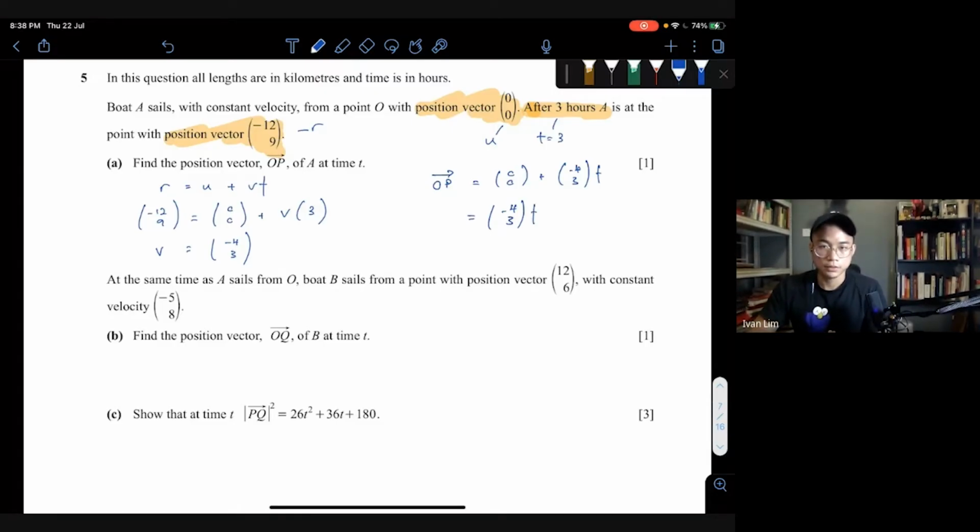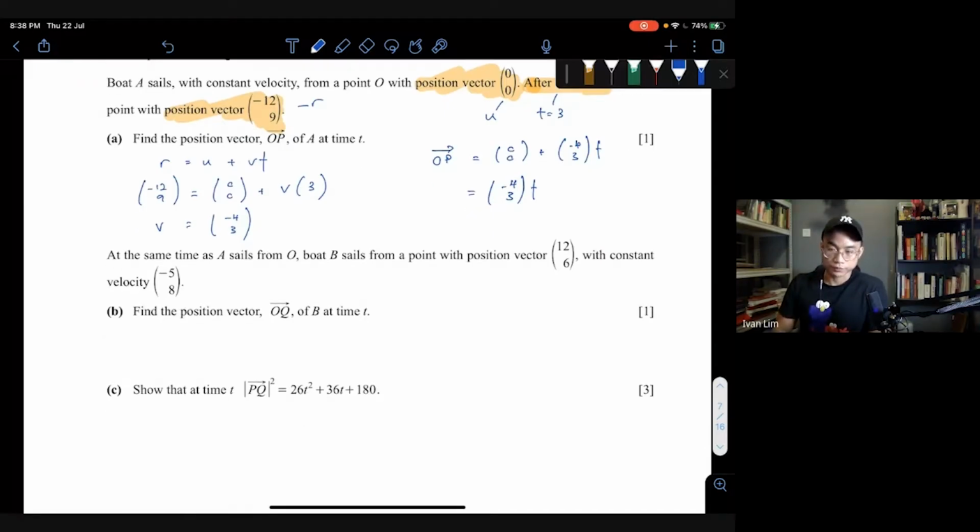Okay, clear this one? All right, it's just u plus vt. There's nothing complex about this. Sometimes they may give you speed also, so it depends on the information that they give you.